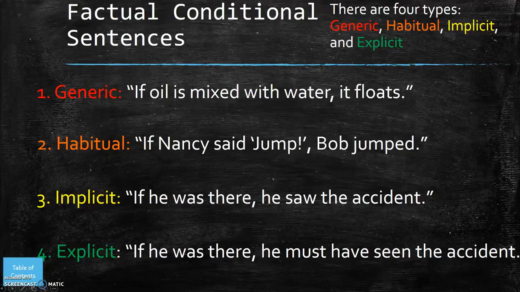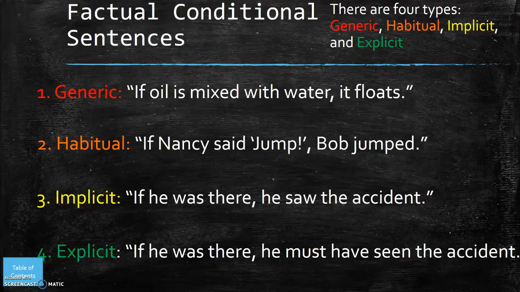So this is our fact. It's something that happens so frequently. We know that Bob always jumps when Nancy says jump, that we can call it a fact. Okay, it's a habit for these two folks. Third kind being implicit: if he was there, he saw the accident. Okay, so we're implying that he saw the accident.